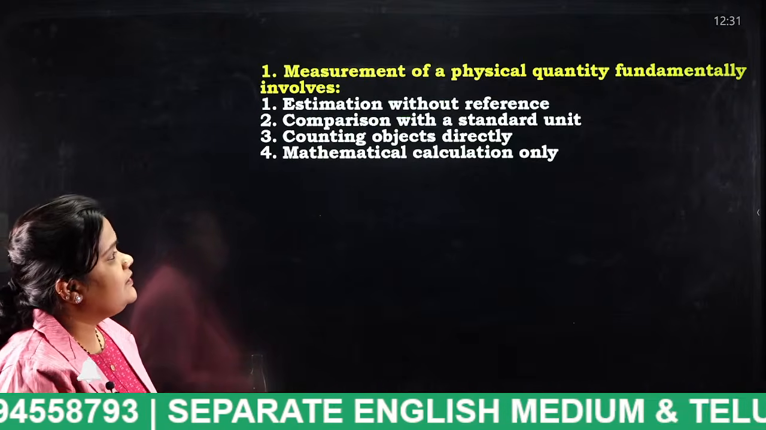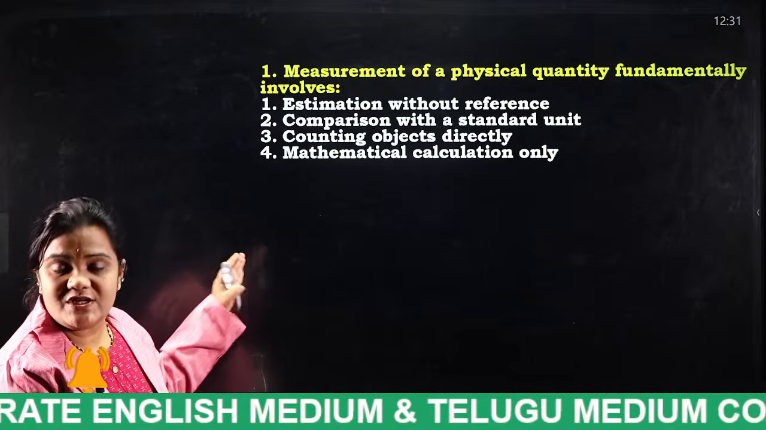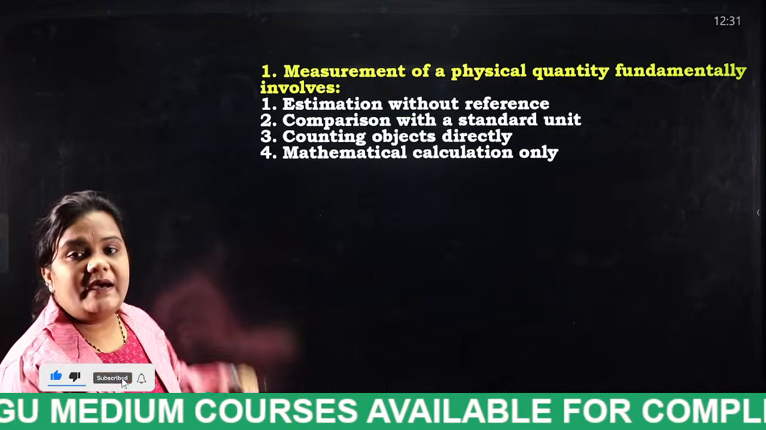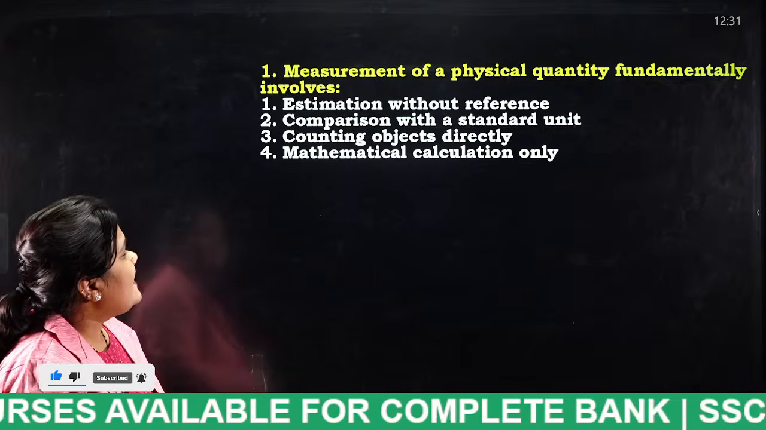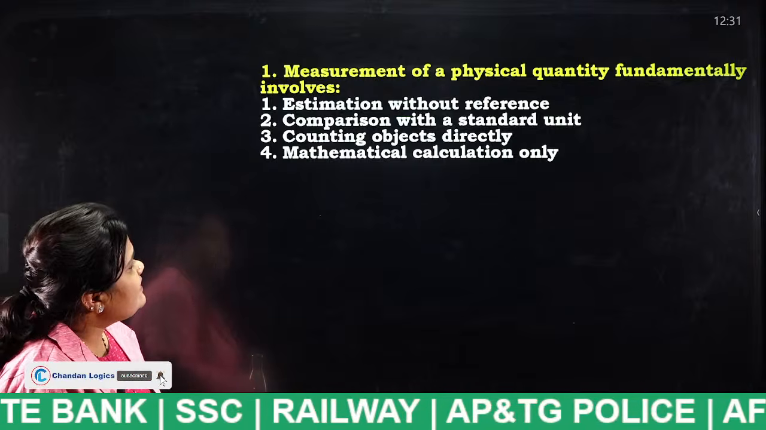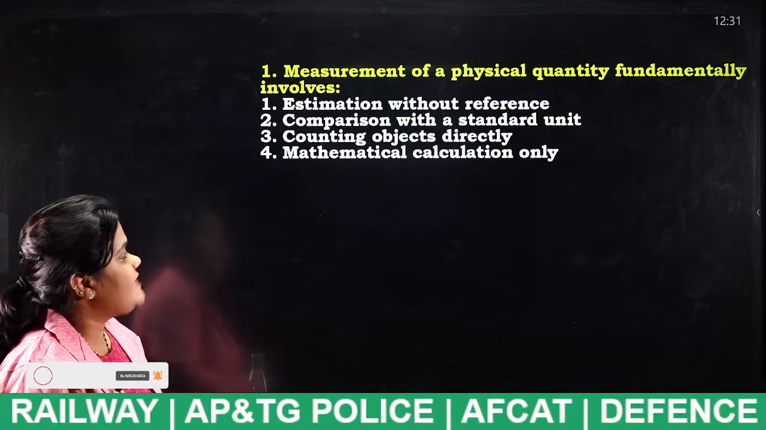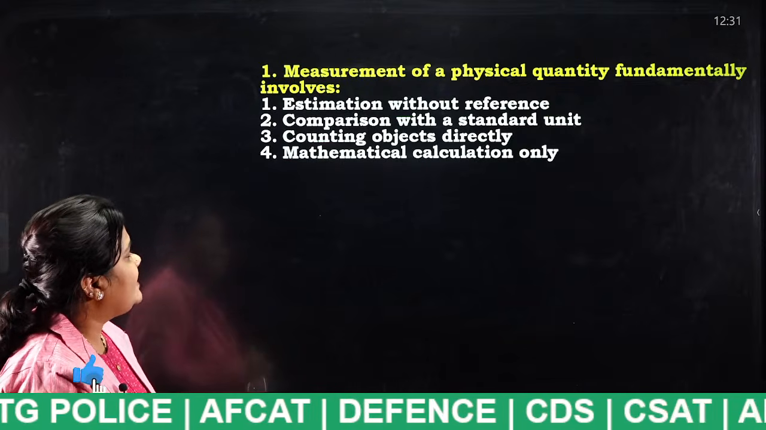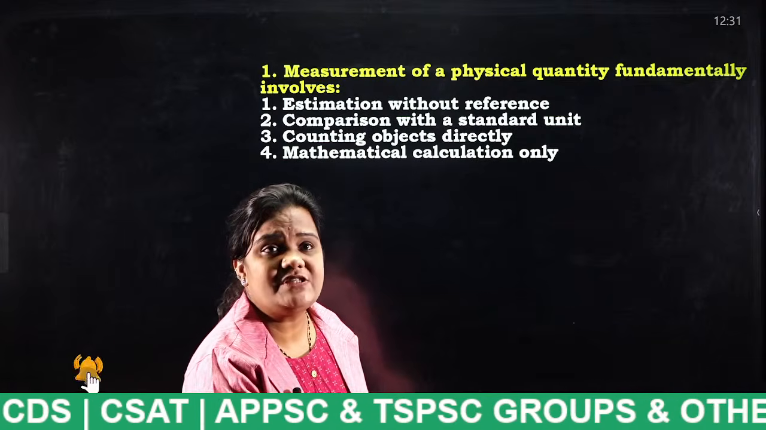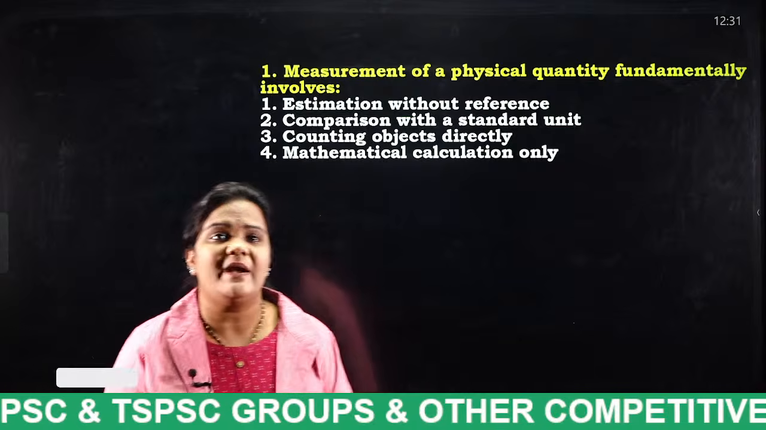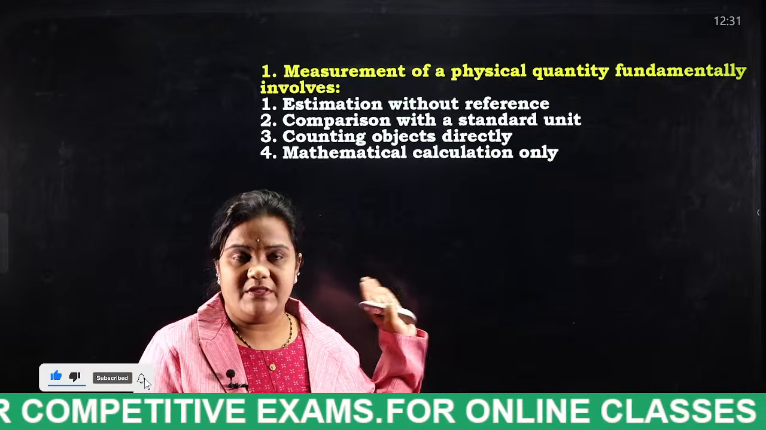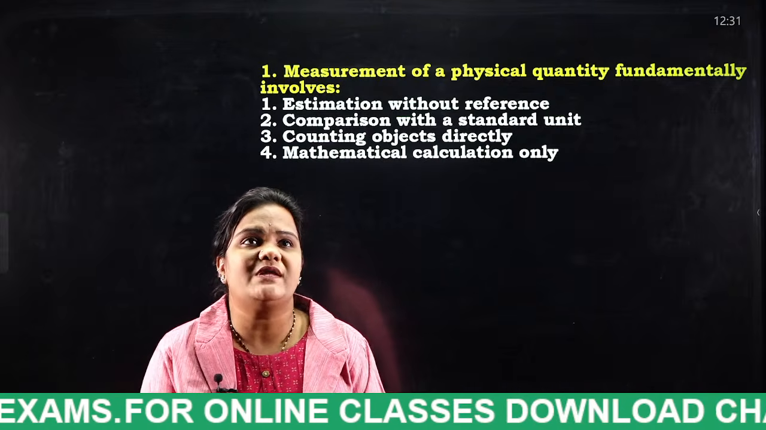So, till now the explanation of units and measurements is completed, and now I am going with MCQs. First question: measurement of a physical quantity fundamentally involves: estimation without reference, comparison with a standard unit, counting objects directly, mathematical calculation only. Each and every student, mention your answers in the comment section. Come on students, what is the answer for this question?